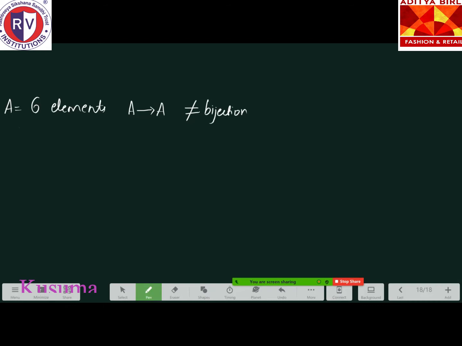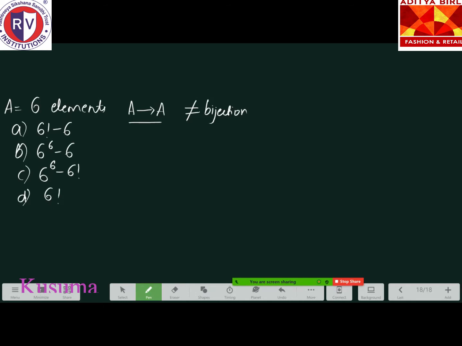Okay. So the options given are: option A, 6 factorial minus 6; option B, 6 to the power of 6 minus 6; option C, 6 to the power of 6 minus 6 factorial; and option D, 6 factorial. Okay. So here, what we are going to do is, first, we are going to calculate the total number of functions that can be defined from the set A to A.